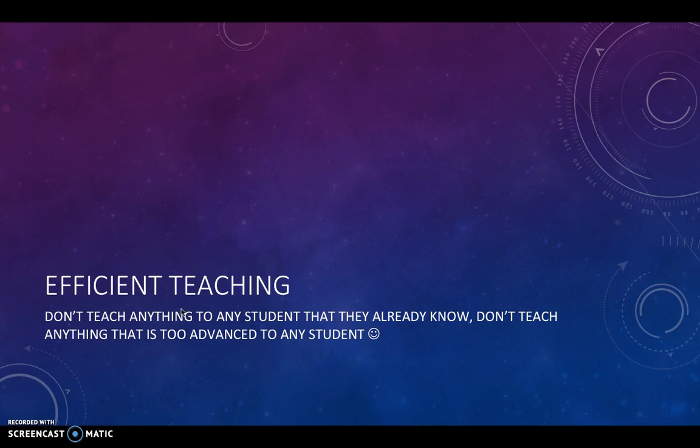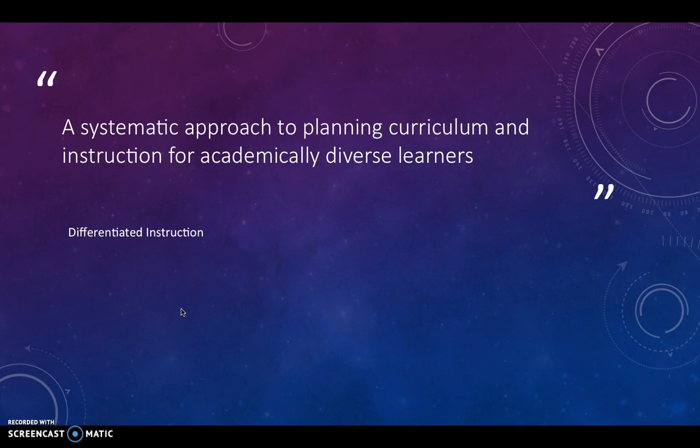But it's really about efficient teaching, this idea that you don't teach anything to any student that they already know, and don't teach anything that is too advanced to any student. So differentiation helps us to reach this goal a little bit better. You'll probably look at your class and say, well, I'm teaching all kinds of things that students already know. At least some of the students already know these things. And I'm also probably teaching some things that are too advanced for any student. You're probably doing this at any given time because any group of students is different from any other group of students. And different students within your classroom have different levels of knowledge and ability.